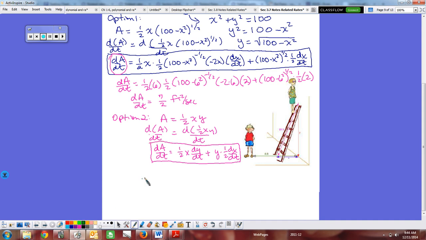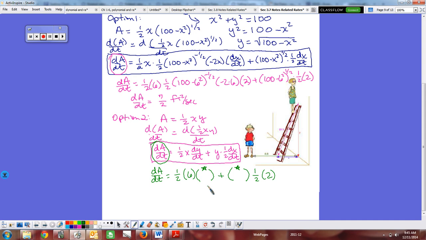And here's kind of why this could be difficult or challenging if this was where I had started. Here's what I'm looking for, dA/dt. I have 1/2, my x, 6, my dy/dt. Now, if I have not done parts A and B, this would need to be calculated. Plus the y, that would have to be calculated. And then our 1/2 and our dx/dt was 2. So when we're looking at this, these two pieces of information are going to have to be calculated.